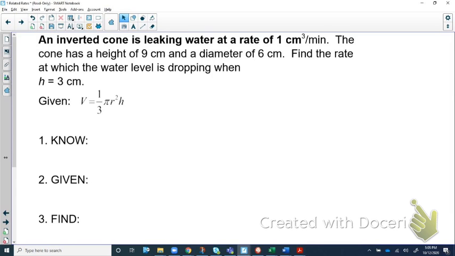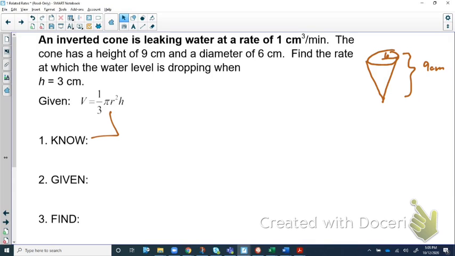So first of all, what is an inverted cone? Well, it's like an ice cream cone, where we have the circular base up top rather than at the bottom. So the cone has a height of 9 centimeters and a radius of 6 centimeters, and we find the rate at which the water level is dropping when the height is 3. So what do we know?